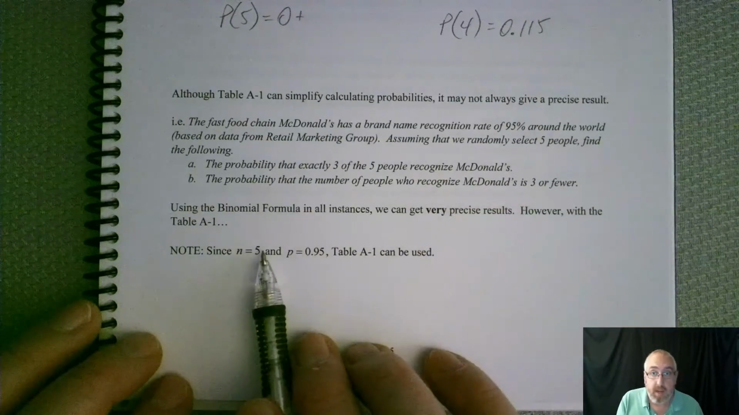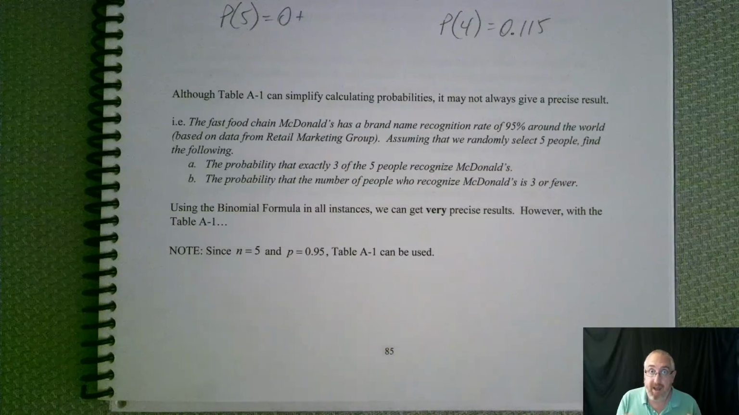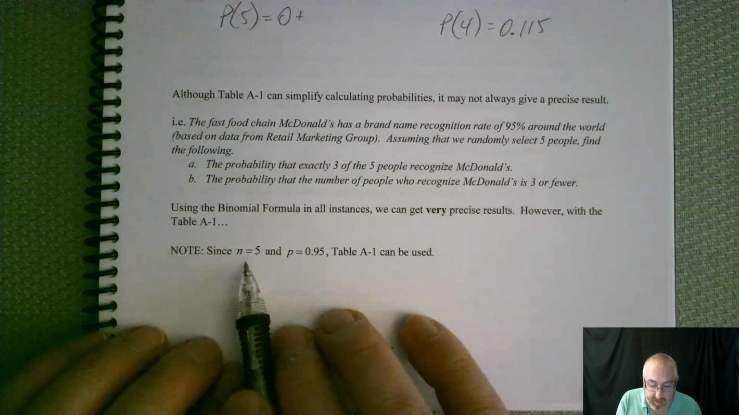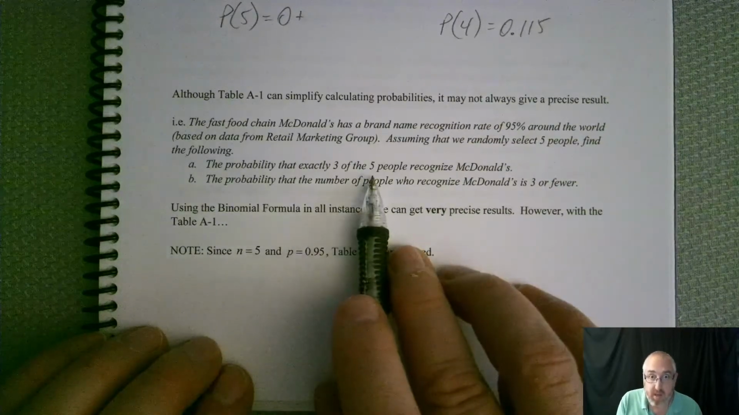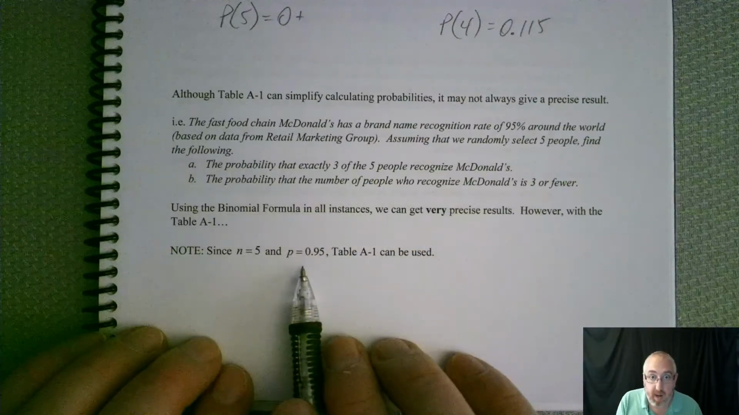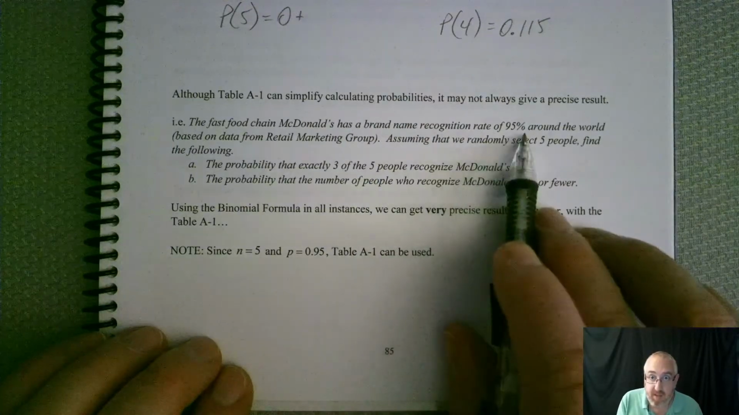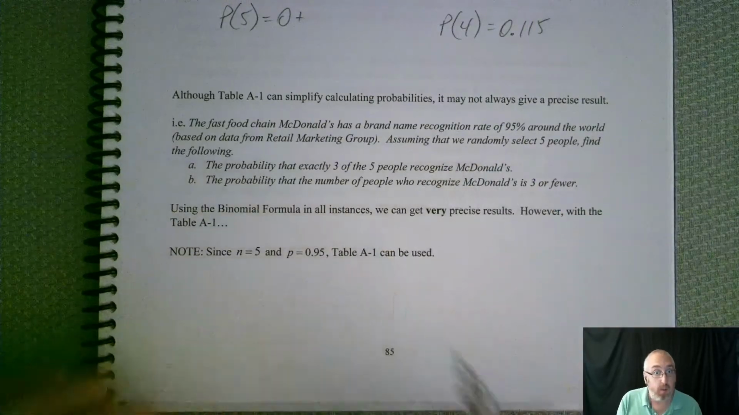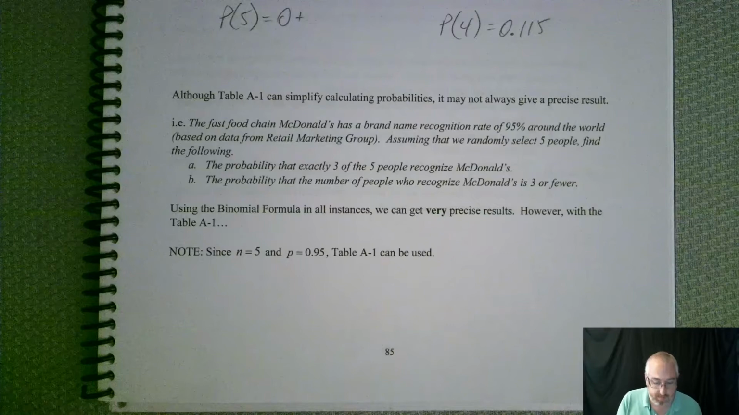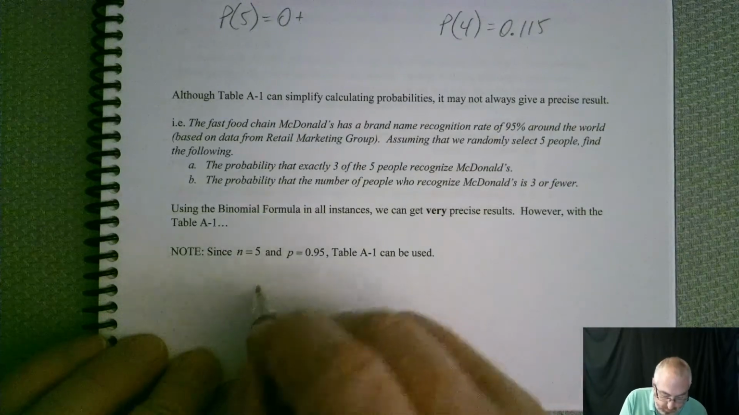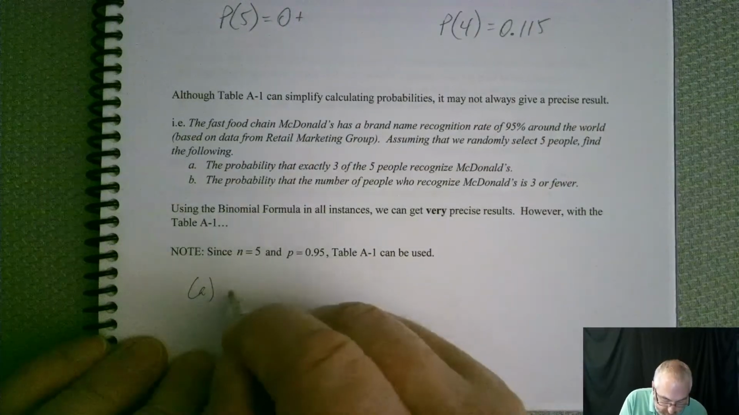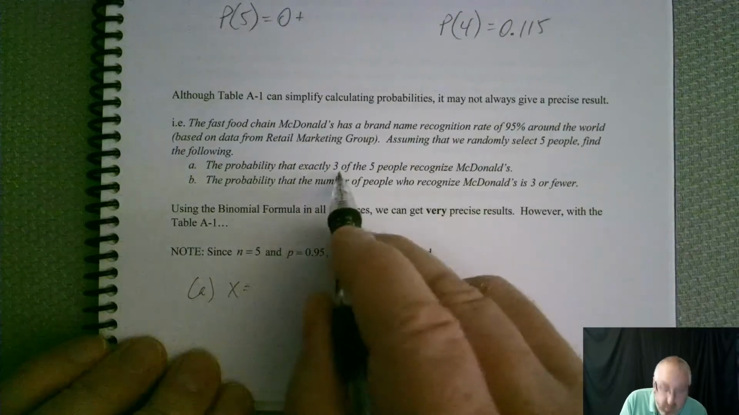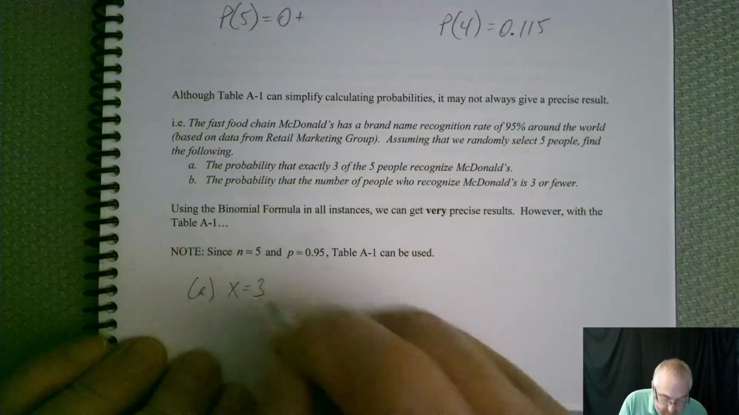Now, looking at our information, our N, X, P, and Q, that's going to help us determine whether or not we have to use the formula or the table. So N in this case is 5 because we're just looking at 5 people. And our probability is 0.95 based on the 95% recognition rate. And so we should be able to use the table for this. Now, remember, for part A, X is equal to, in this case, exactly 3.